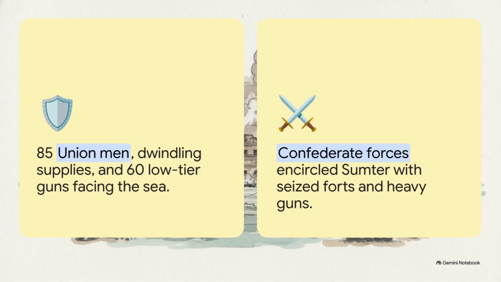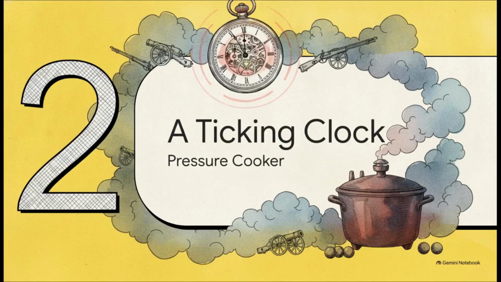Meanwhile, the Confederates didn't just sit back. They quickly seized a whole ring of forts surrounding Sumter, plus a captured federal arsenal. They were armed to the teeth, and all those heavy guns were pointed directly inward, right at Anderson's tiny, hungry garrison. Moving on to Section 2, a ticking clock.